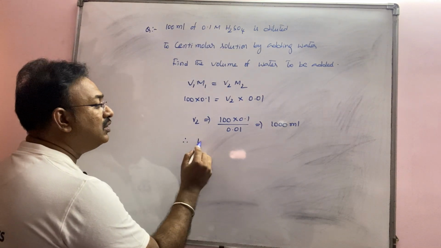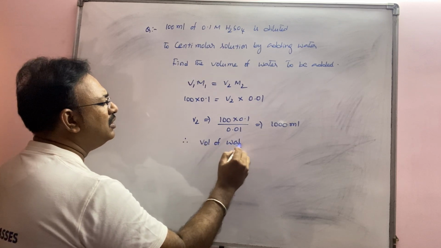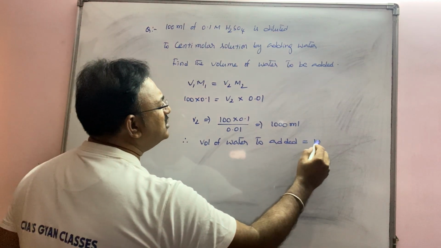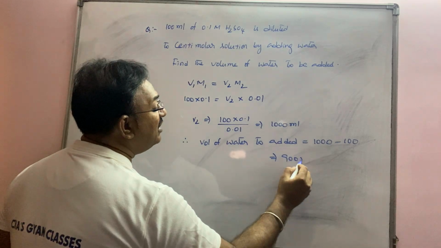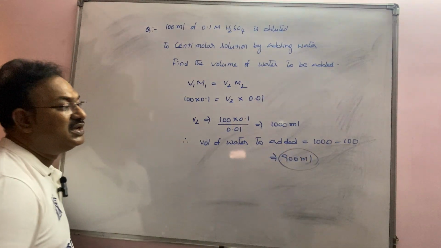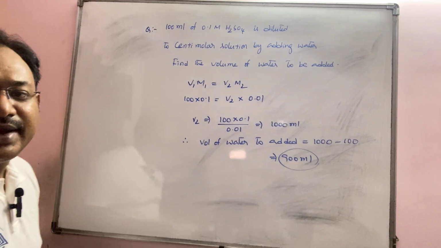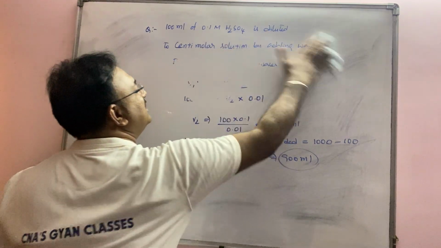So therefore, volume of water to be added is equal to how much? So 1000 minus initial volume 100. So 900 ml you have to add. This is the answer. So volume of water to be added is equal to 900 ml. Right? That's it. Coming to the next question, please.